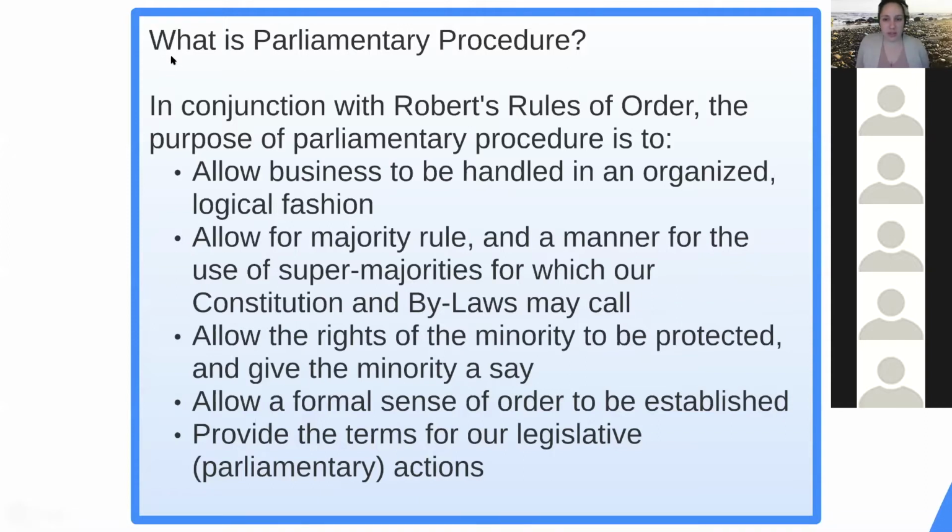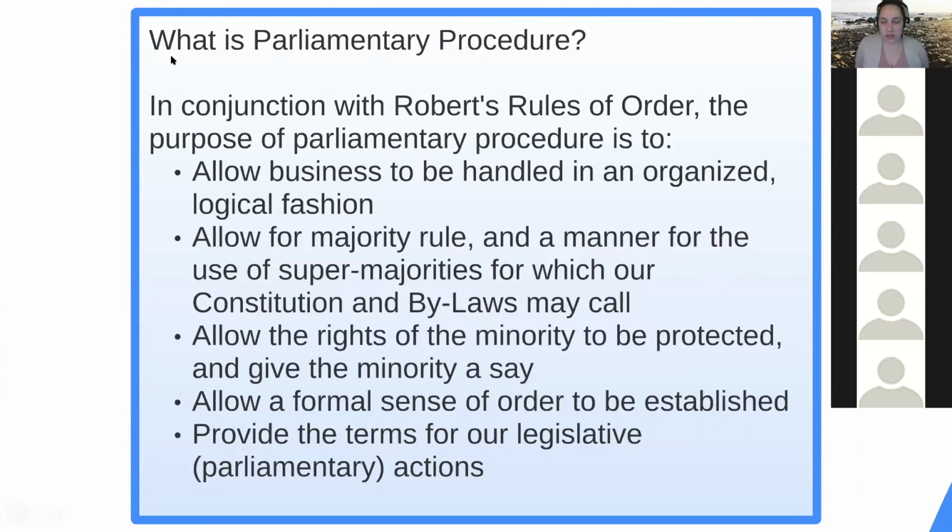Robert's Rules of Order is a type of parliamentary procedure, and it is designed to allow business to be handled in an organized and logical fashion. It's to allow for majority rule, and they say that it's a manner for the use of supermajorities, so that would be like a 2/3 vote. It also allows for the rights of the minority to be protected.